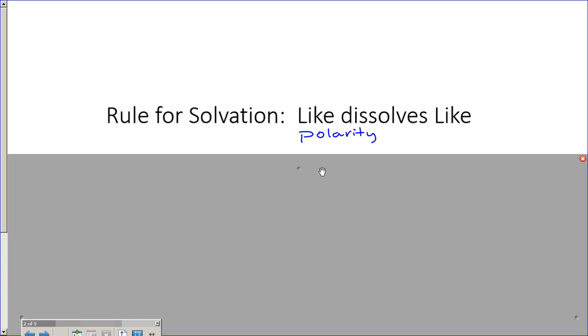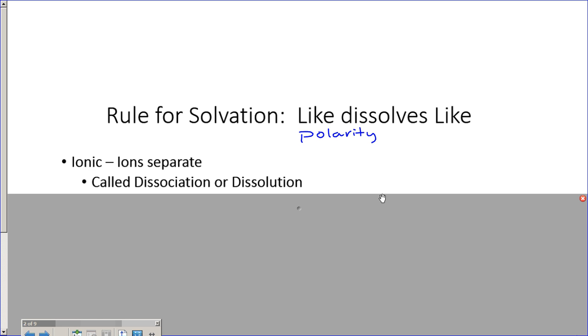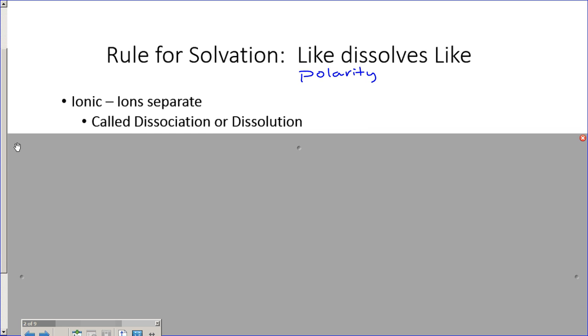So we're going to talk about how ionic compounds dissolve, and we're going to talk about how covalent compounds dissolve. So we'll start with ionic. Ionic compounds are the most polar of all substances. Not only is there an electron density shift, but the electrons are actually transferred from one substance to another. We call the separation of an ionic compound in water dissociation. Another word for dissociation is dissolution.